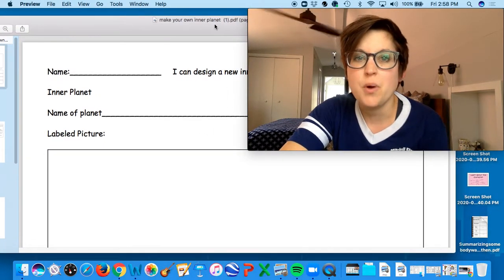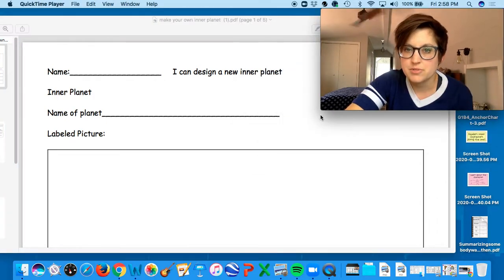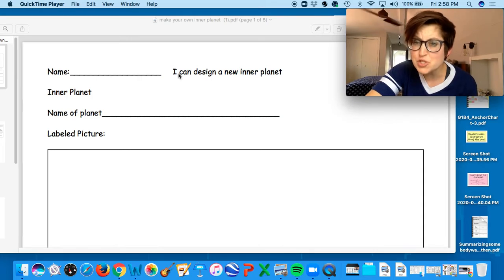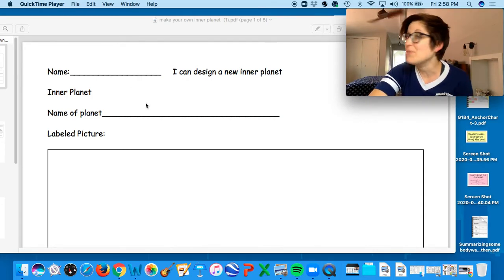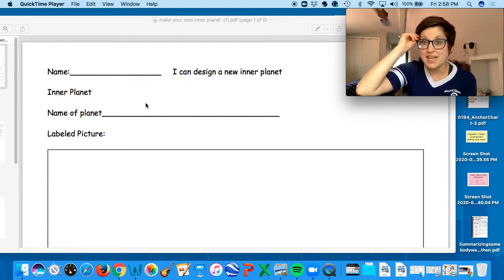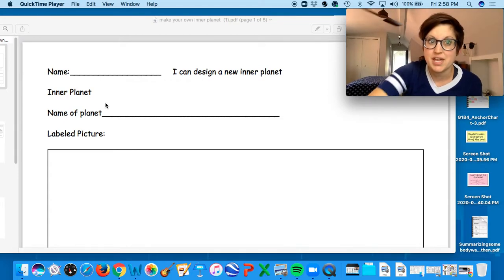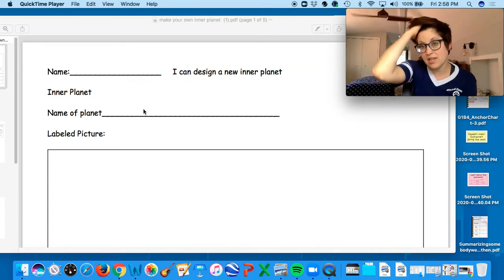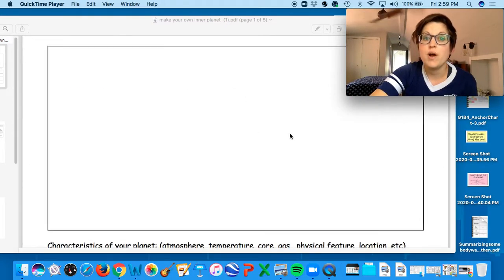So today, you are going to find this paper in your Seesaw account. So I'll make myself a little smaller. You are going to design a new inner planet, okay? A planet that doesn't exist, but it has to have characteristics that follow the patterns of inner planets. So you're going to name your planet. What would you name your planet if you were to discover an inner planet? And then you are going to draw what your planet looks like.